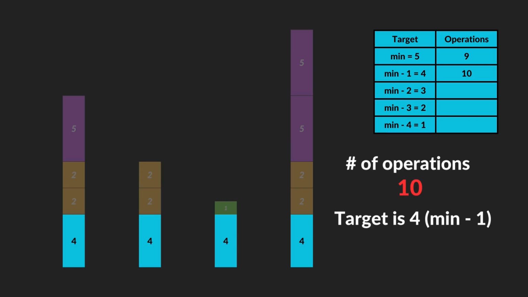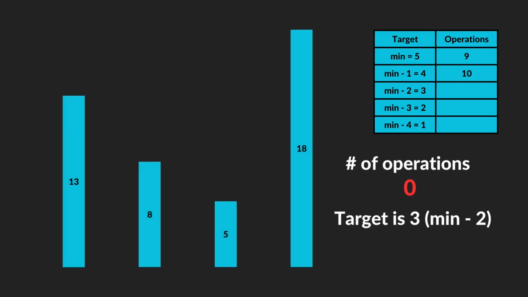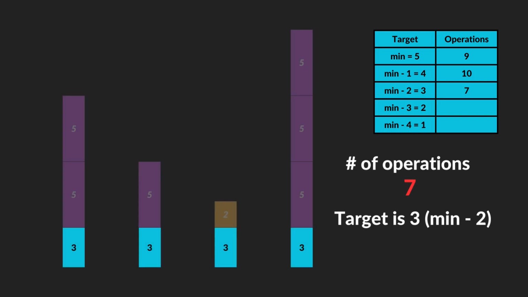But let's keep going. Let's try our new target of 3, which is the min value minus 2. And we can see a total of 7 operations here. This looks much better than the first time. So we can see here by reducing our target, we're actually able to eke out some efficiency by essentially clustering and clumping together previous operations into just one.